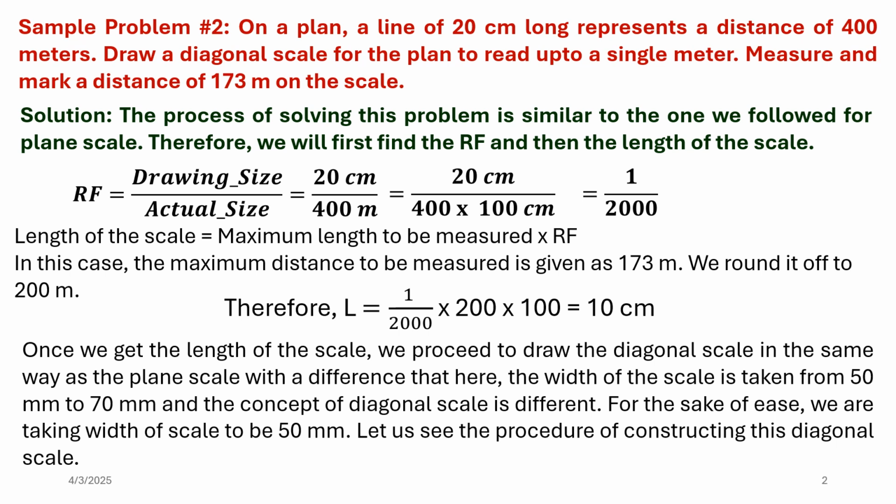Now by default, by the standards that have been accepted for diagonal scale, the height of the diagonal scale is taken as in between 50 to 70 millimeters or 5 to 7 centimeters. Now we take the minimum one, which is 5 centimeters. So with this value, let us proceed for the construction of the diagonal scale.